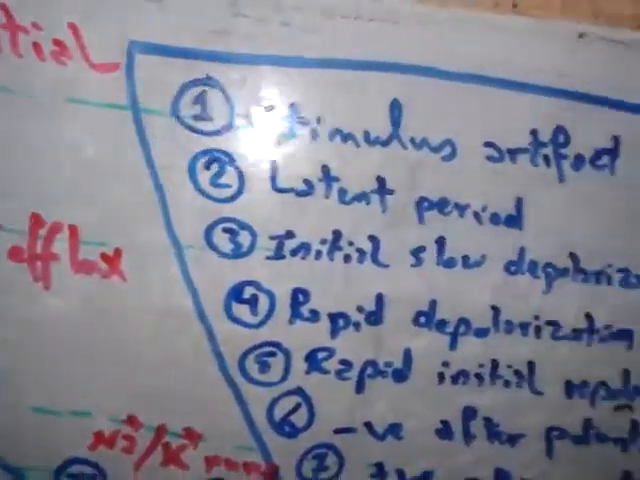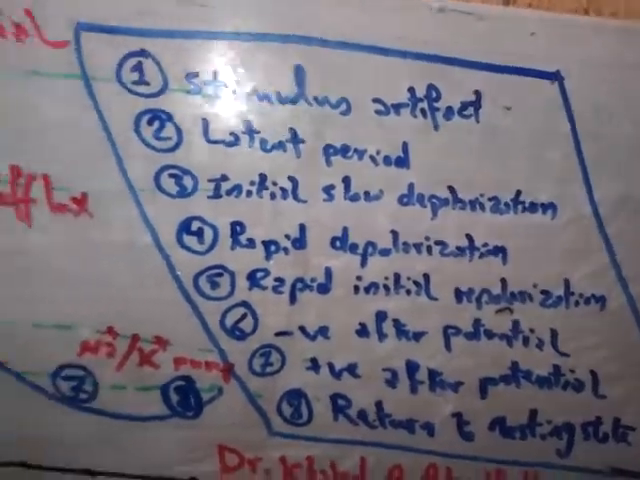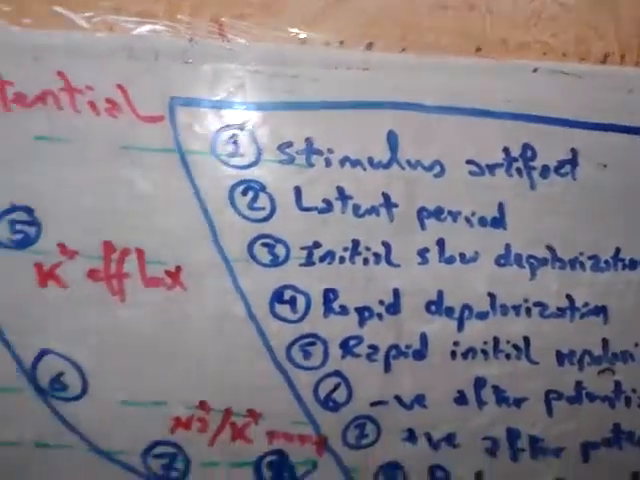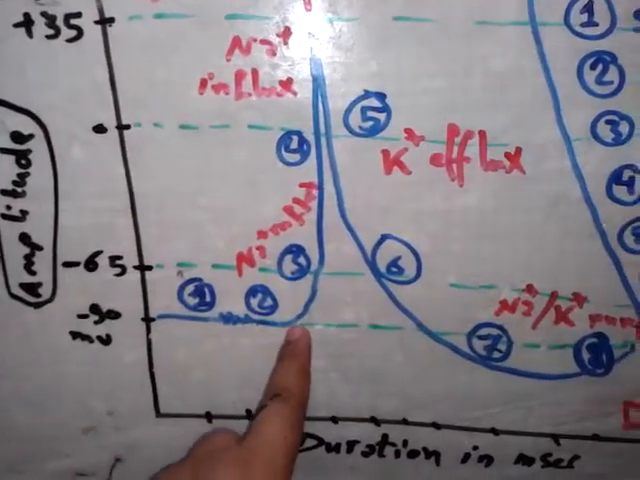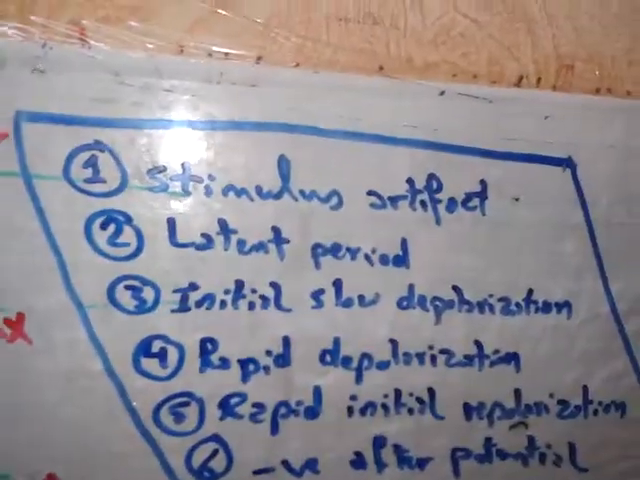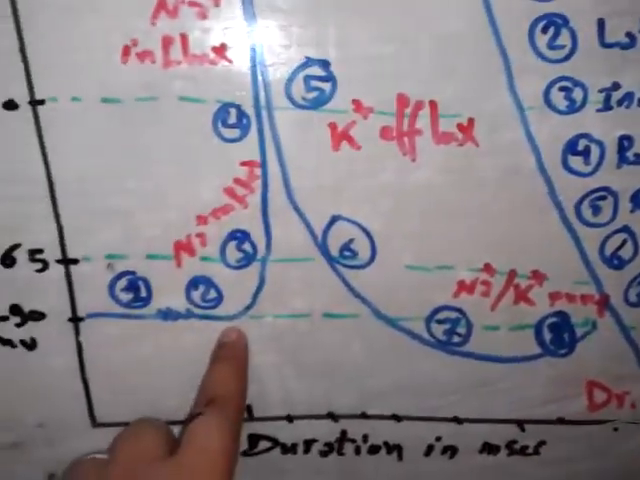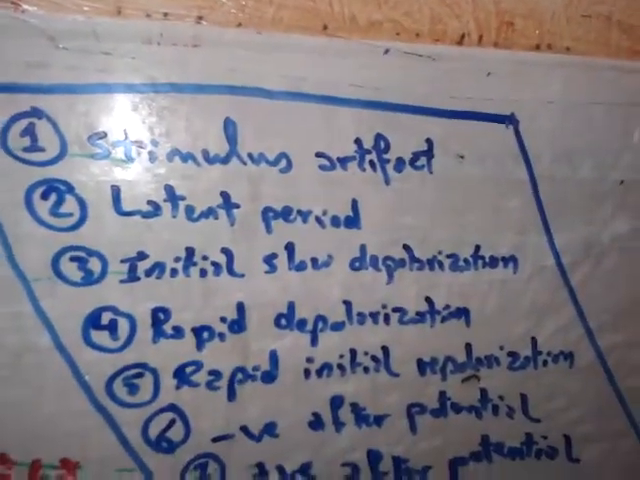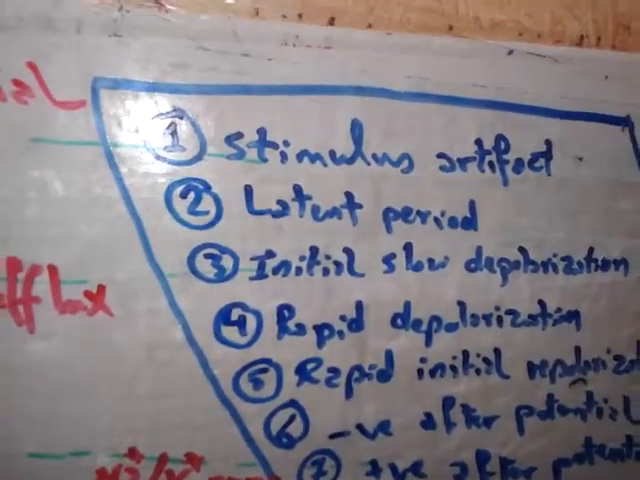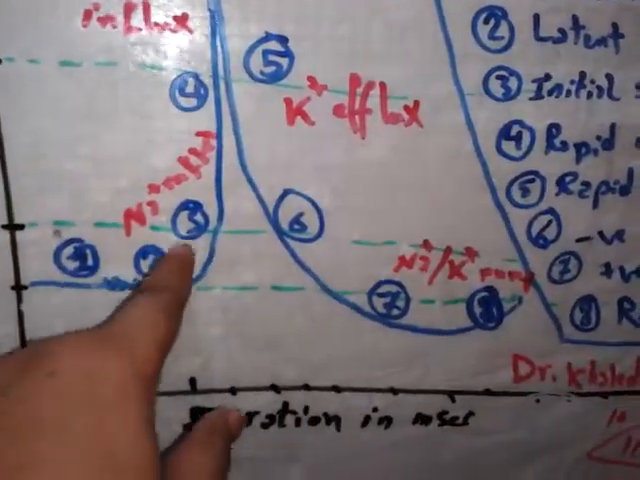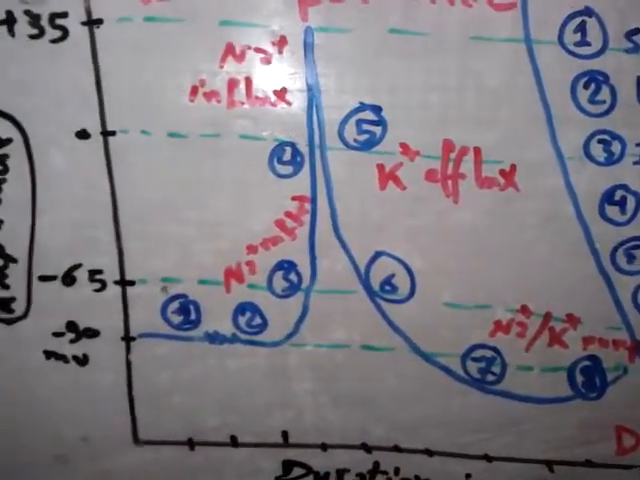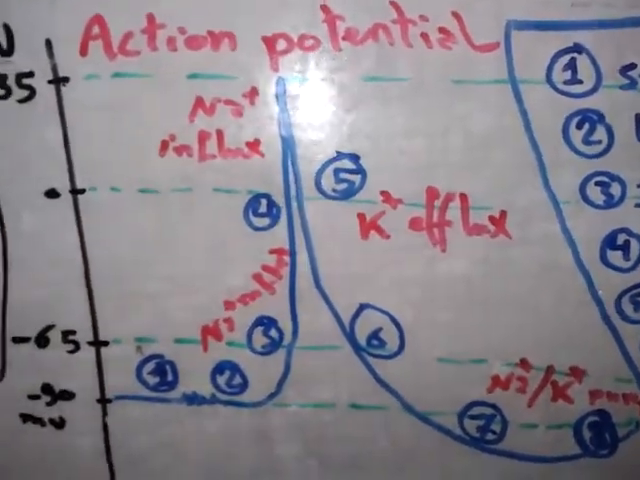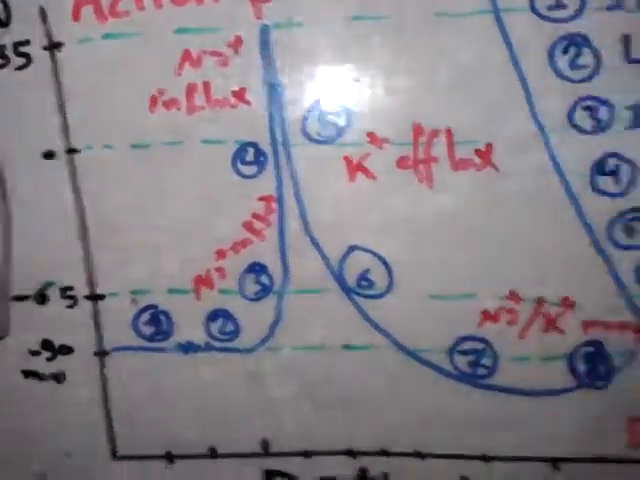So the phases again, number 1, stimulus artifact, the site of application of stimulus, then latent period from application of stimulus till start of the action potential, then initial slow depolarization from minus 90 to minus 65 millivolt, then rapid depolarization. Upon minus 65, it is the firing level upon which all sodium channels will open to give sudden ascent of depolarization.